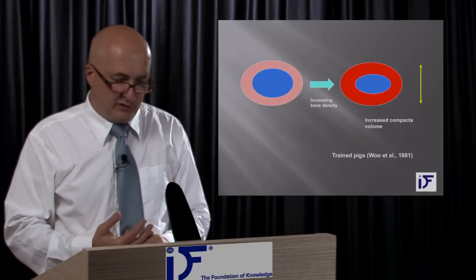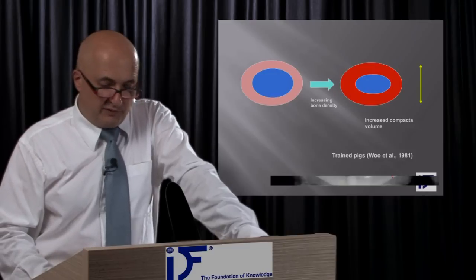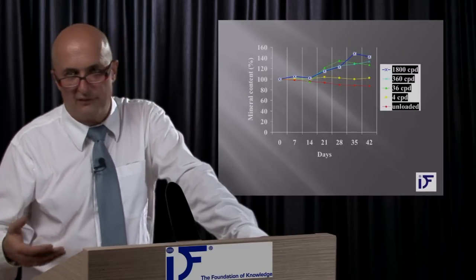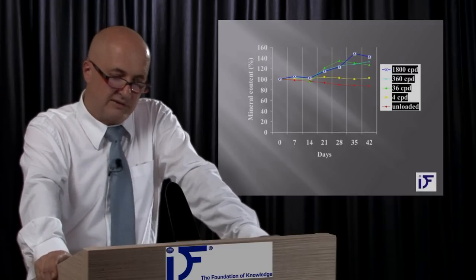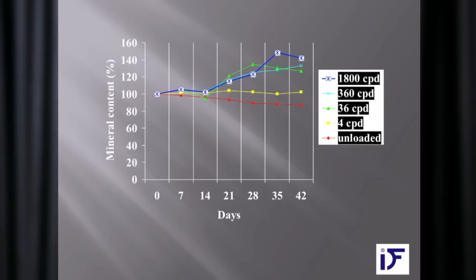Now, what happens if you train animals? This was shown by Wu et al. Trained pigs get an increased cortical volume. This is also what we can expect in humans. Now, often the question is raised: how much load is necessary? How much do I have to walk to keep my bone mass constant? How much exercise is really necessary? It was shown in experiments that 4 cycles of load per day is enough to maintain the bone mass. If you have less than 4 cycles, of course, then the bone mass is going down.